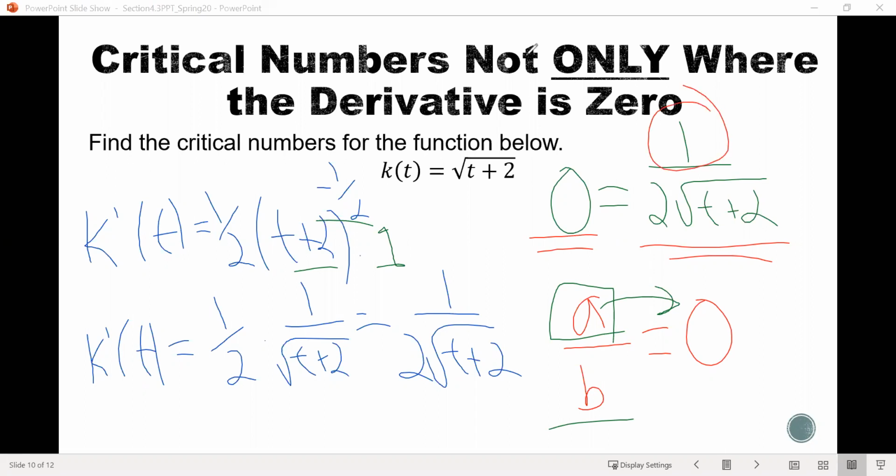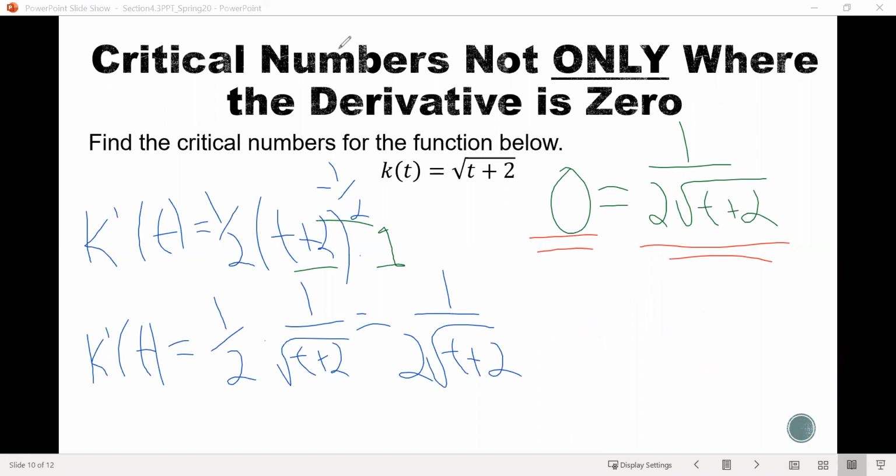Will that ever be equal to 0? No, the answer is no. So in this case, there are actually no critical values we can find where the derivative equals 0. They just don't exist, the derivative will never equal 0. So now we go on to that other criterion we look for when we're finding critical values, which is where the derivative is undefined.